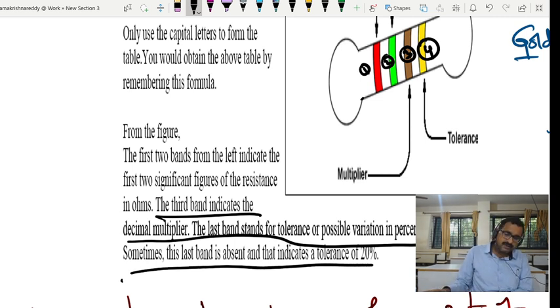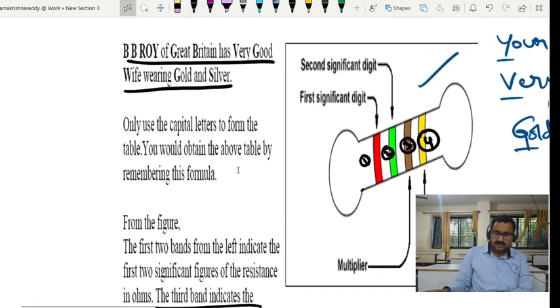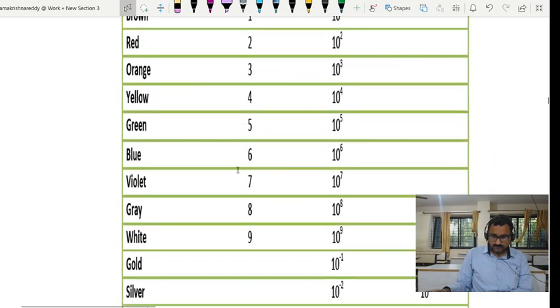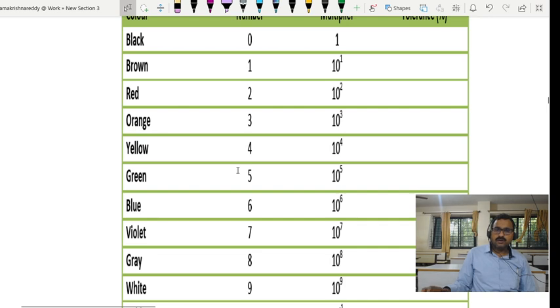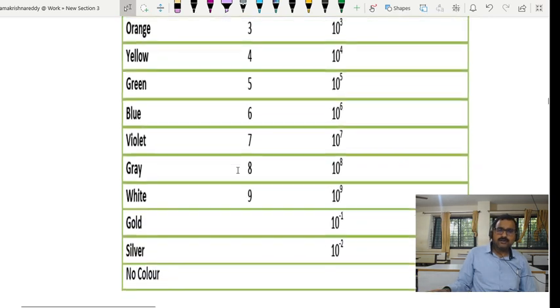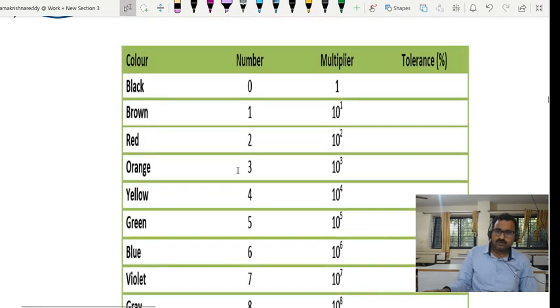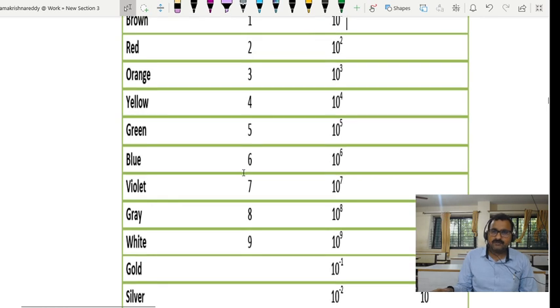If the last band is not there, then how much tolerance do you take? 20%. So see that one. Black, brown, red, orange, yellow, green, blue, violet, grey, white, gold, silver, no color. It will start with 0 only. It becomes 10 power 0, which means 1. The remaining will continue: 10 power 1, 10 power 2, 10 power 3, 10 power 4. The order you have to remember.